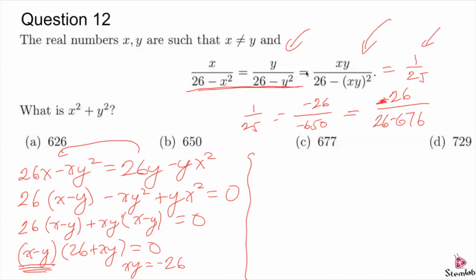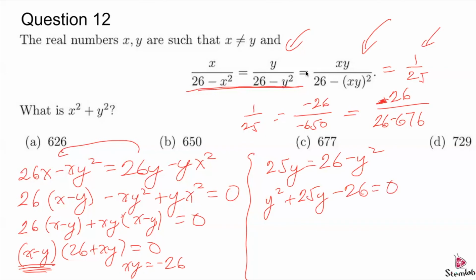So we can do a cross multiplication. That will be 25y is equal to 26 minus y squared. We just have a quadratic. So y squared plus 25y minus 26 is equal to 0. So if x is not equal to y, then the x and y that we're talking about must be the two solutions of that quadratic. So we're only looking for the sums of the squares of the solutions of this quadratic.